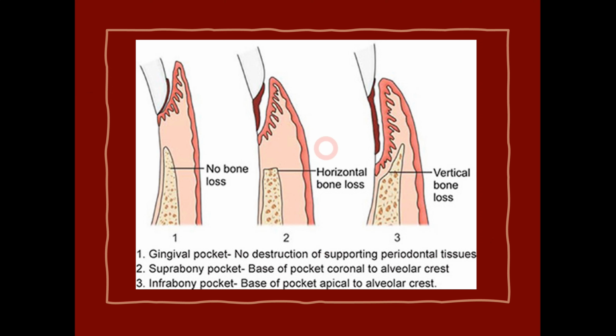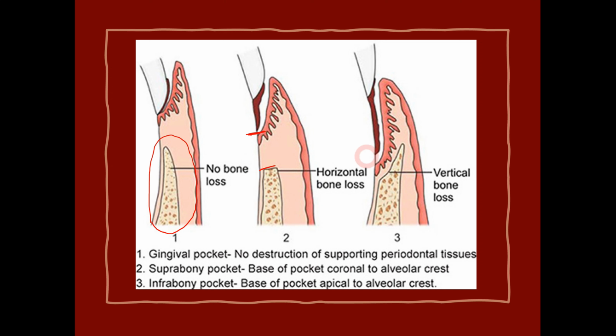In this diagrammatic picture, you can appreciate that this is normal tissue. You can see the bone is present over here, and this is normal. There is no pathology associated with it. However, if you talk about suprabony pocket, can you appreciate that this is the base of the pocket? This alveolar crest is this region. So the base of the pocket is coronal to the bone. So this is called suprabony pocket.